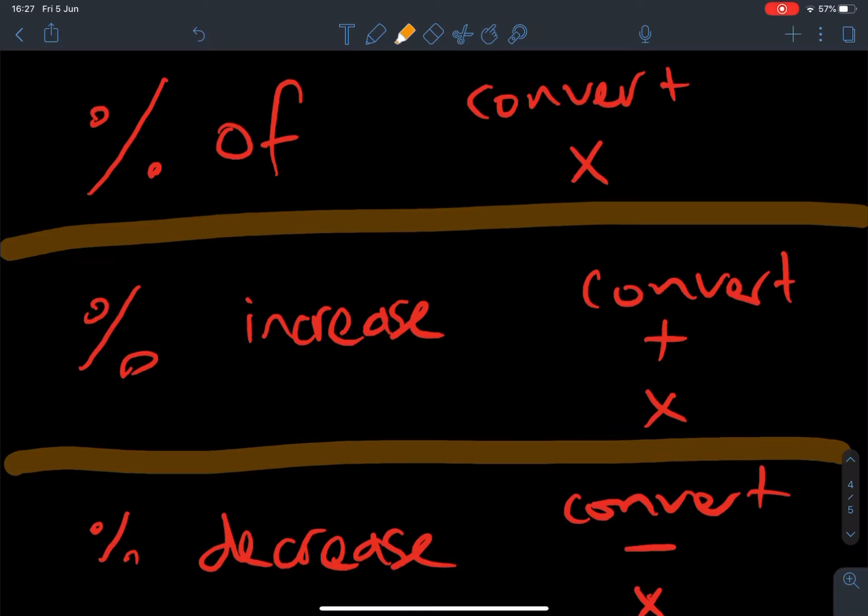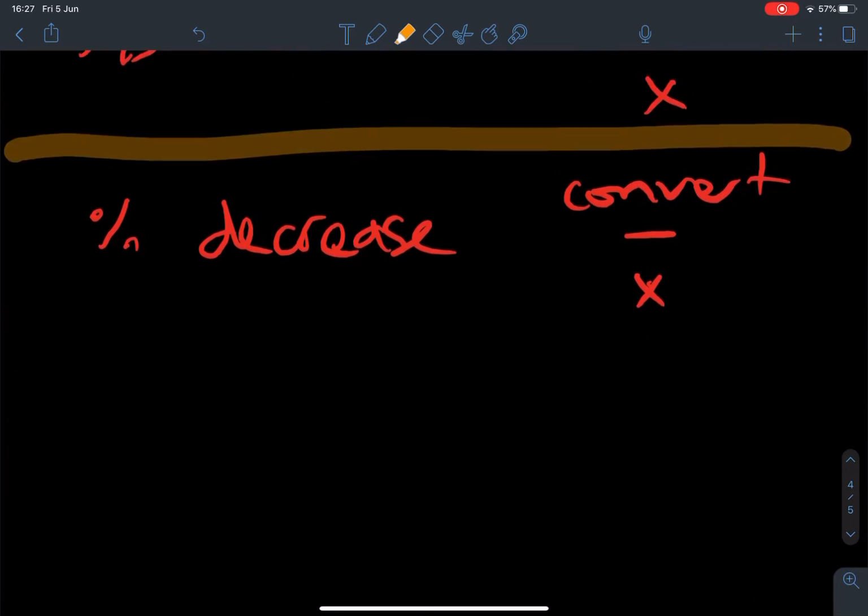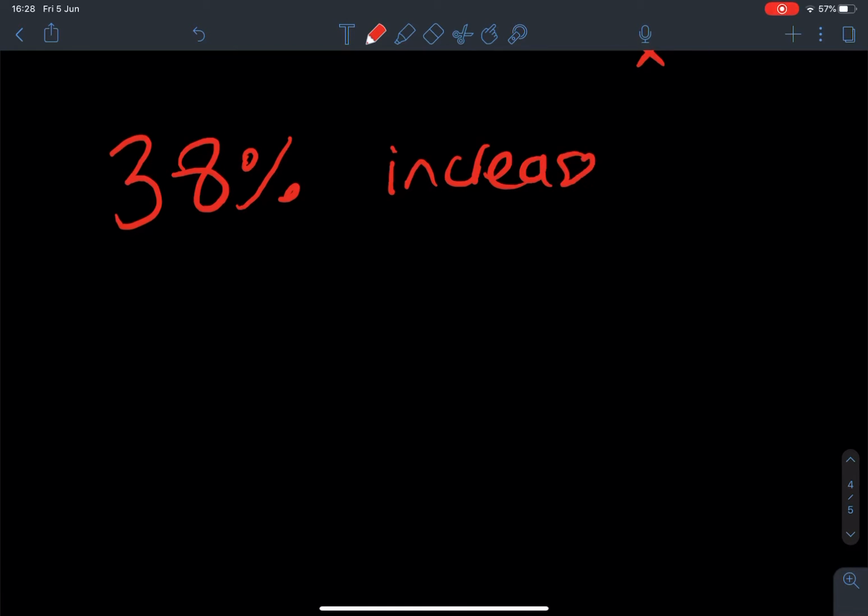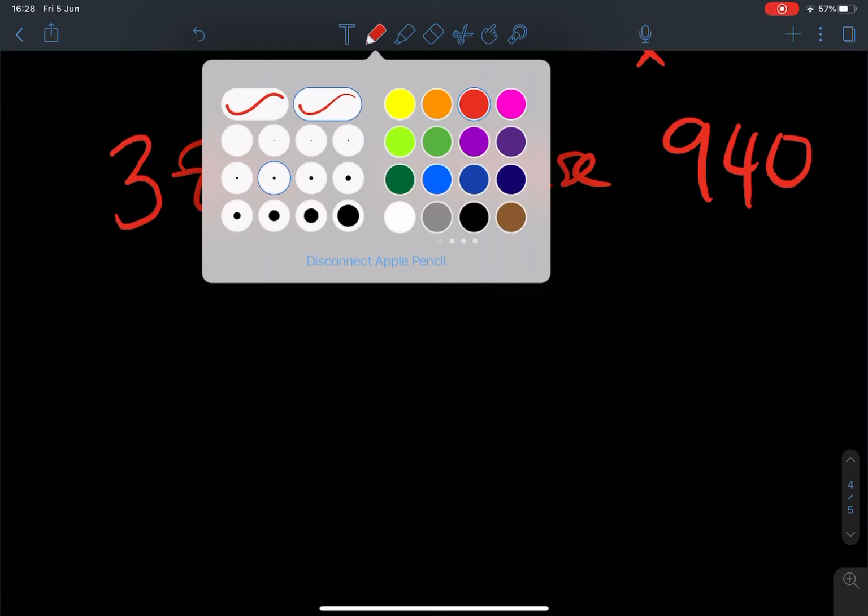So let's give that a practice for you. So let's say I want you to work out a 38% increase on 940. What I'll ask you to do is just pause it for a few seconds and see if you can work it out. I'll resume in 5 seconds.